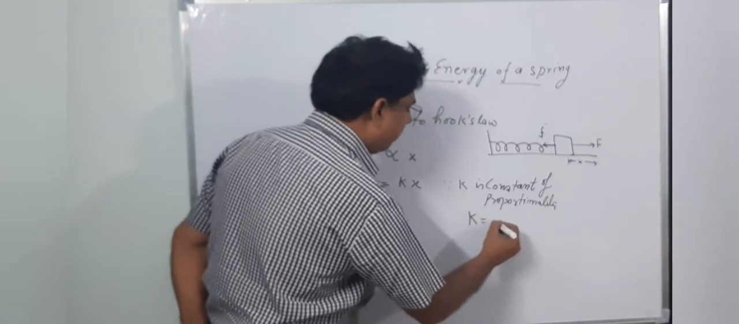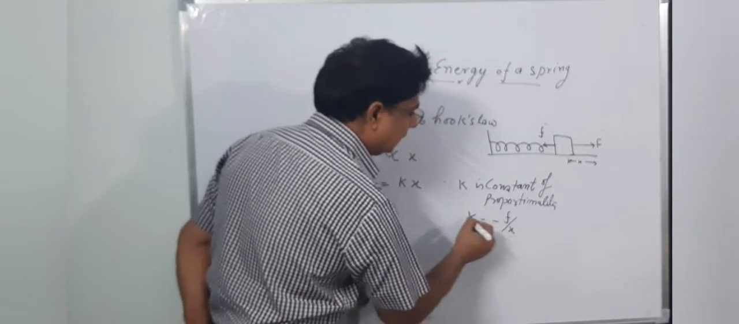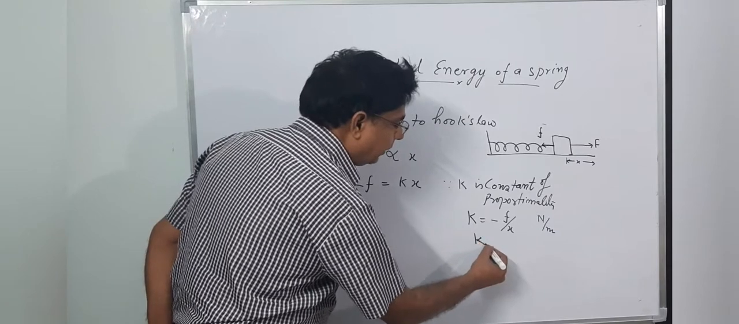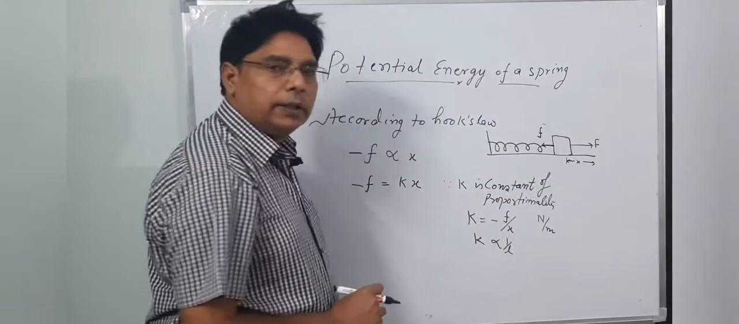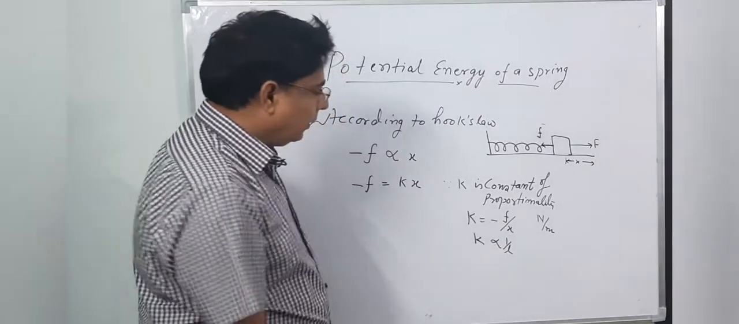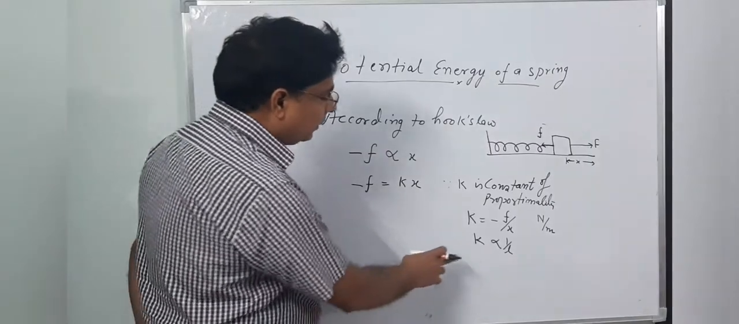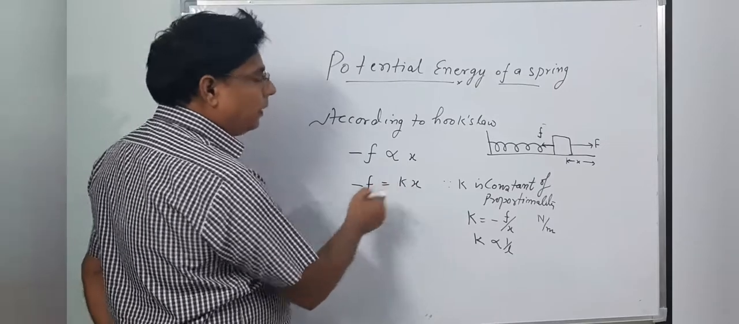K will be equal to minus F divided by x. Therefore, its unit is Newton per meter. This K depends on the length of the spring, or we can say it is inversely proportional to the length of the spring. If the spring is longer, then the value of K is less, and in case of a small length spring, the value of K will be more. Now minus F equals kx.